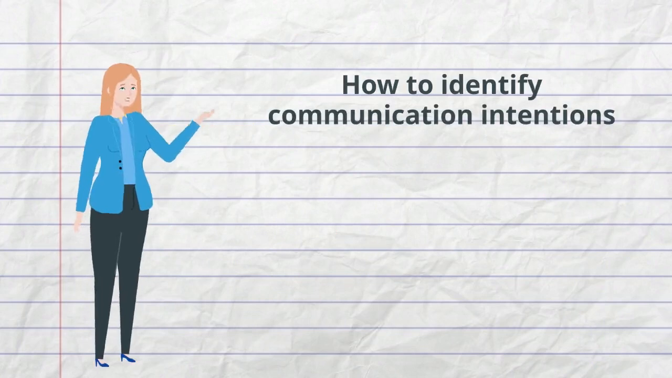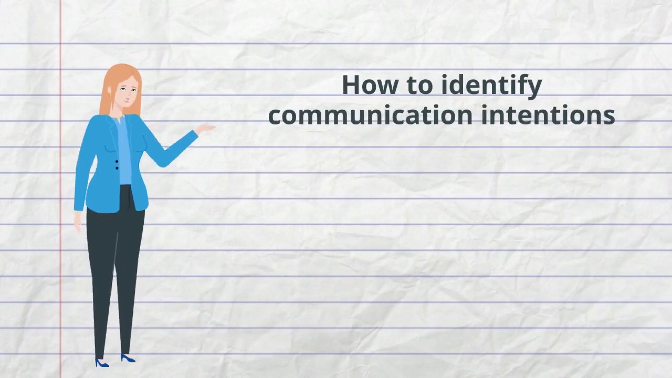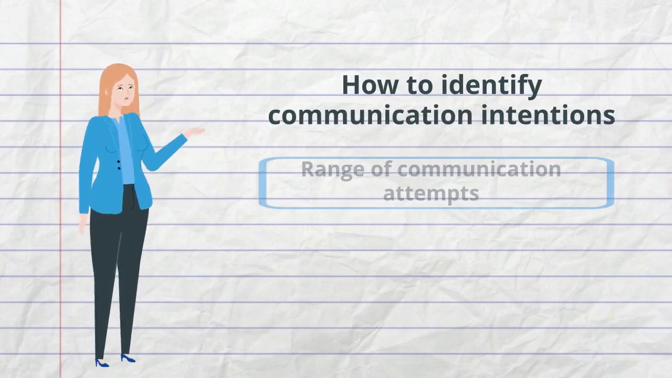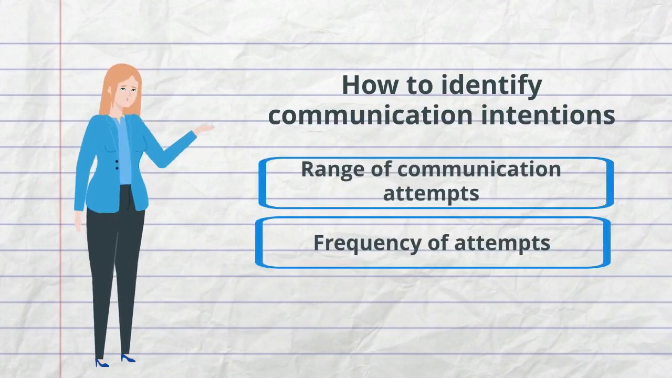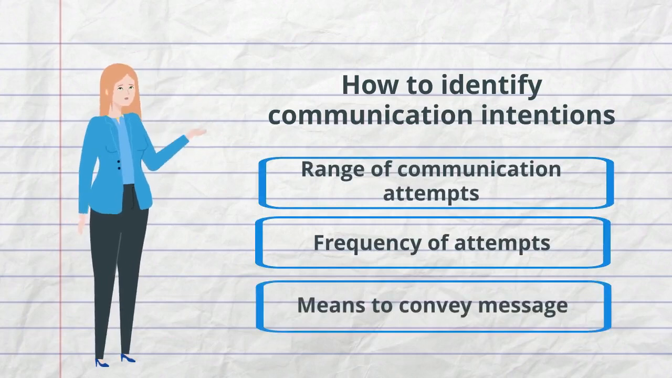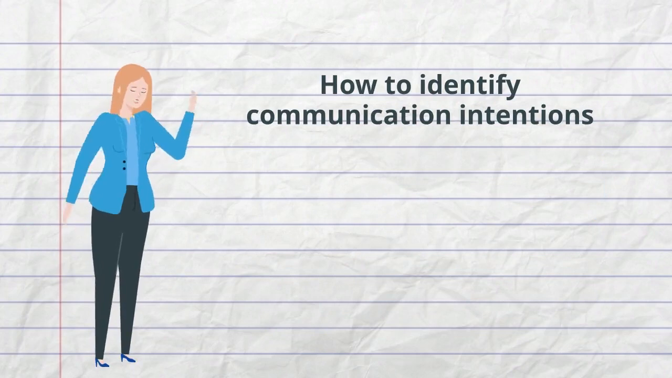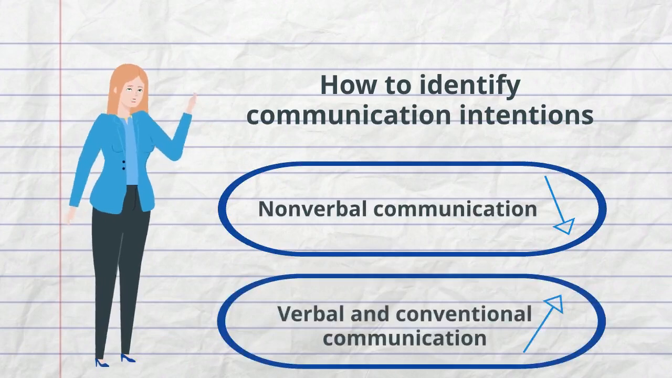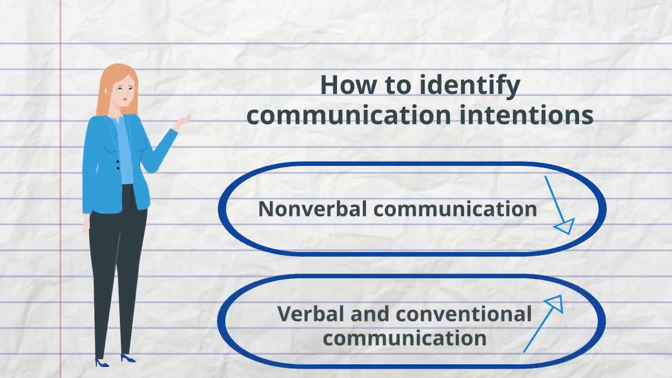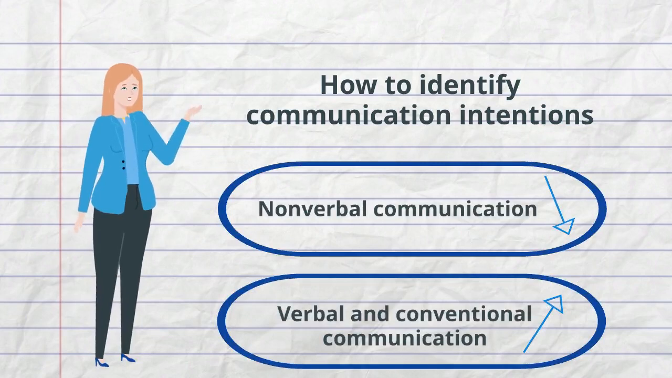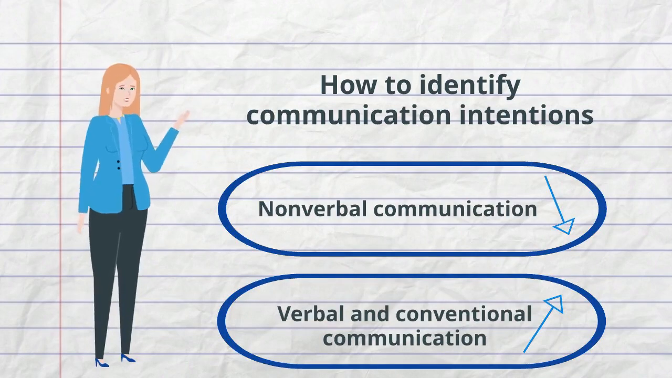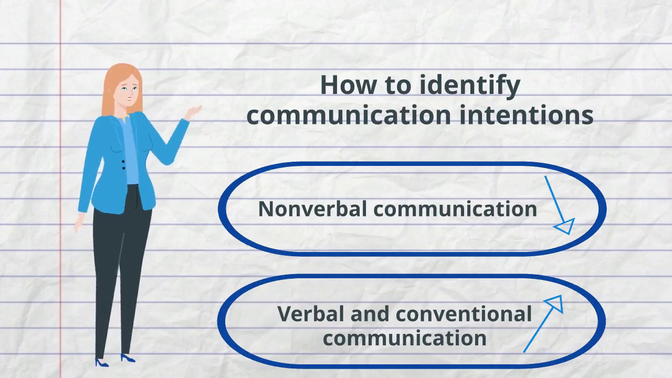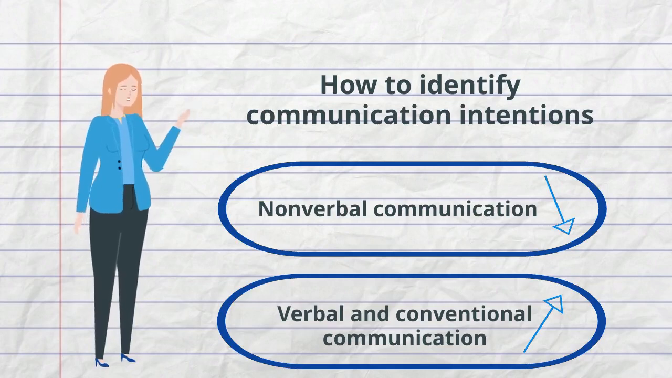When identifying a child's communication intentions, we try to identify 3 elements: the range of communicative functions, the frequency of communication attempts, and the means by which the child tries to convey his message. During the first 3 years of a child's life, nonverbal communication decreases, while verbal and conventional communication, which has common meaning in everyday life, like nodding to signal yes, increases. Communication attempts become more frequent, and the range of intentions that the child wants to communicate becomes wider.